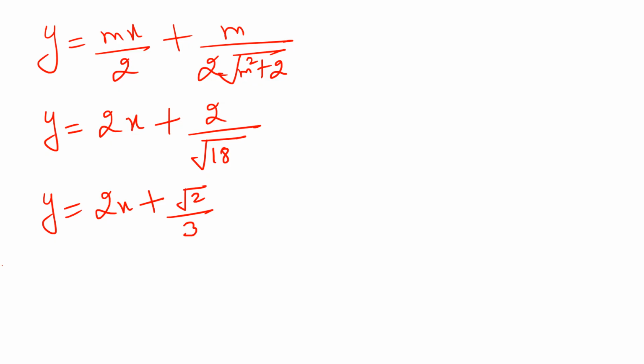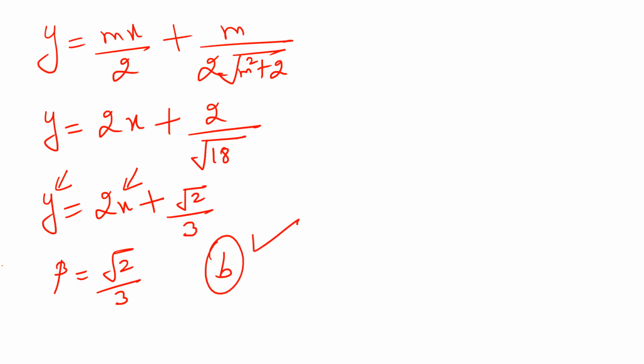Fine. Now students, it is given to us that this normal is intersecting the y-axis at the point 0, beta. So just put x equal to 0 and y as beta in this equation. And from here the value of beta becomes root 2 upon 3. So that means option B is the correct one.